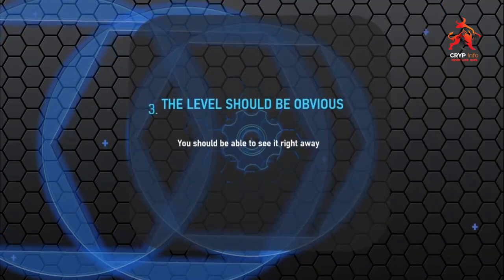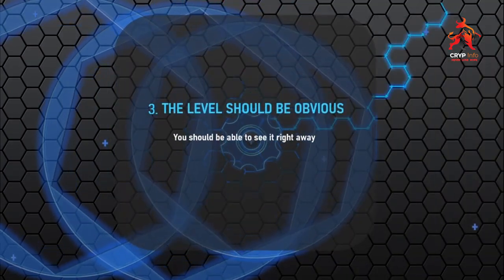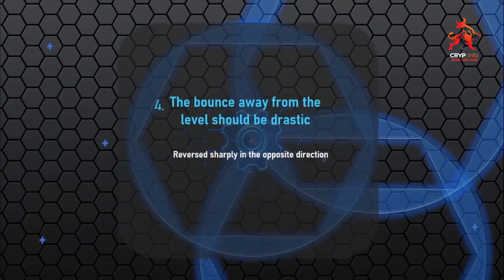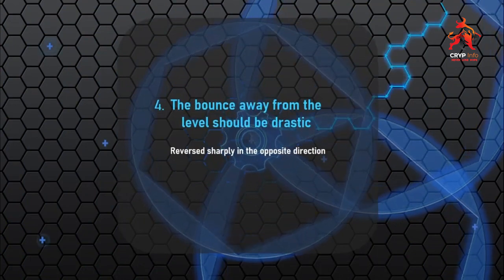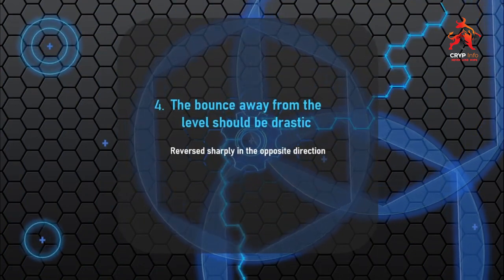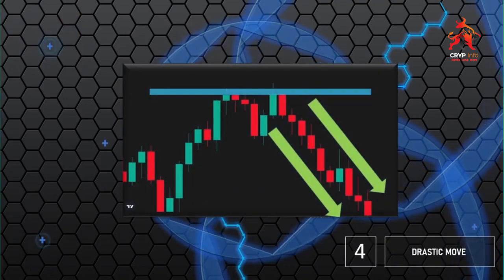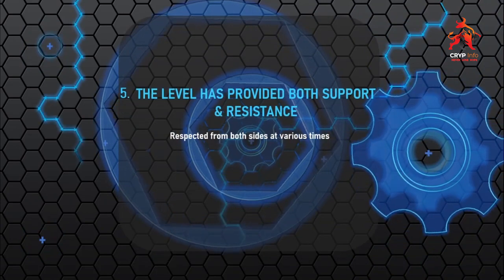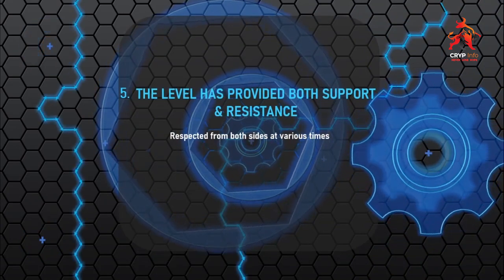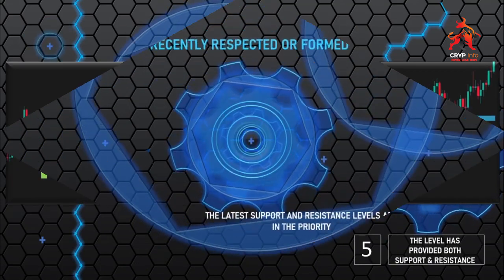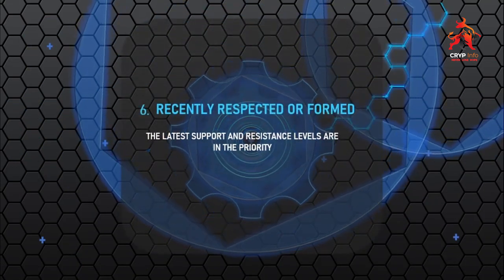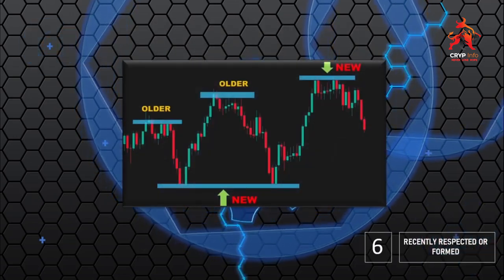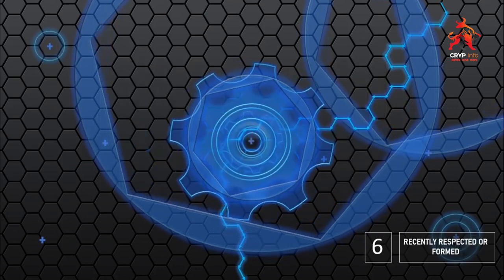3. The level should be obvious, meaning when you look at the chart you should be able to identify the level immediately. 4. The bounce away from the level should be drastic, meaning price should instantly bounce back away from the support or resistance level with big candles. 5. The level has provided both support and resistance, meaning that it was respected on both sides. 6. The level was recently respected or formed in a recent time period. In other words, the latest support and resistance levels are the priority.